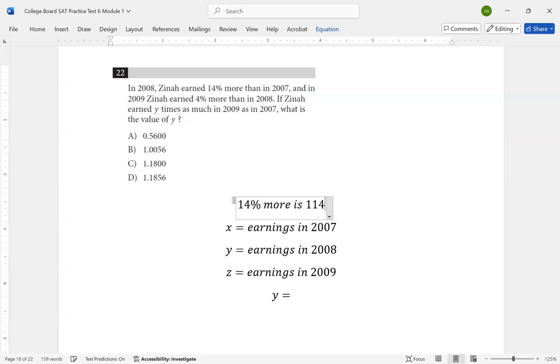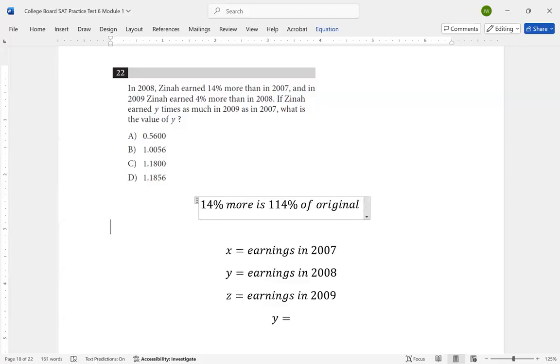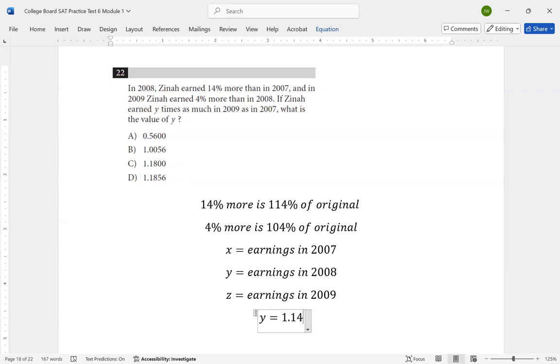So 14% more is 114% of the original. And the same is true with 4% more: 4% more is 104% of whatever the original number. So Y is equal to 114%, as a decimal that's 1.14, times the original value of X, their earnings in 2007.